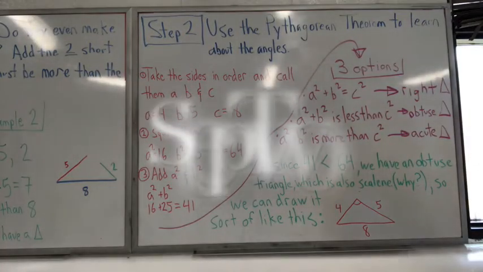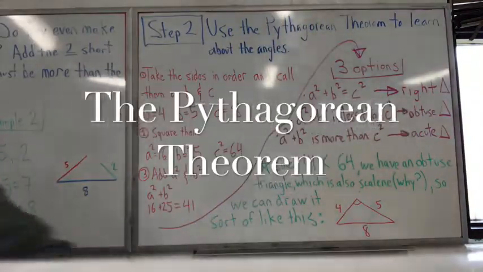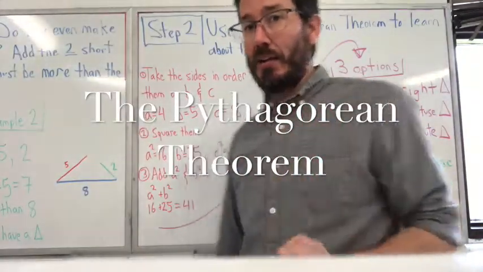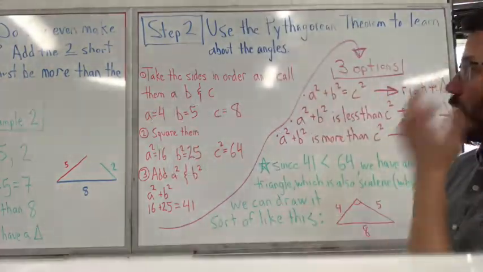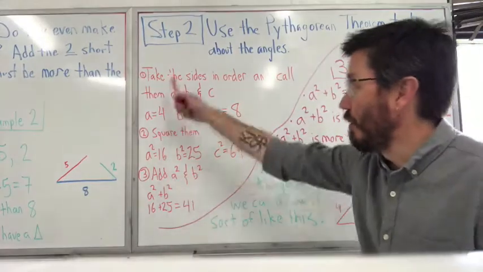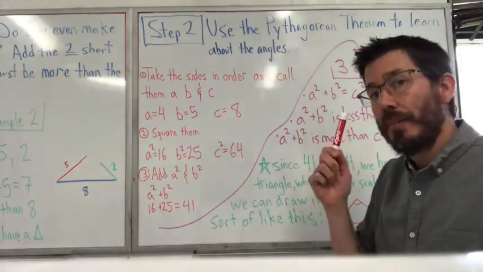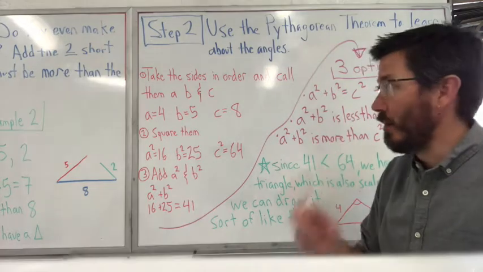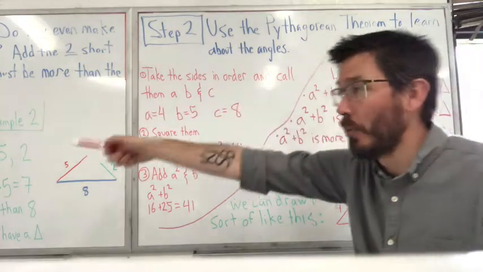Step two, we're going to use the Pythagorean theorem to determine what type of angles our triangle has. Sounds complicated, but it's not. So here are the three parts of step two. We're going to take the sides in order and call them A, B, and C. I'm working with example 1 over there. It's in red.